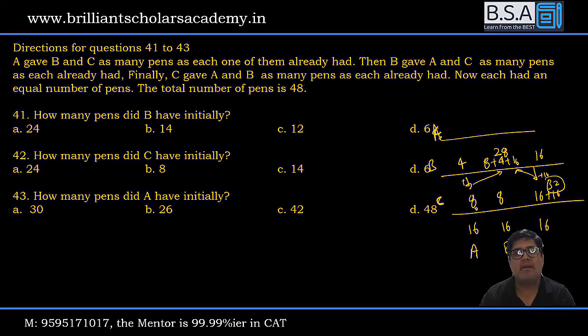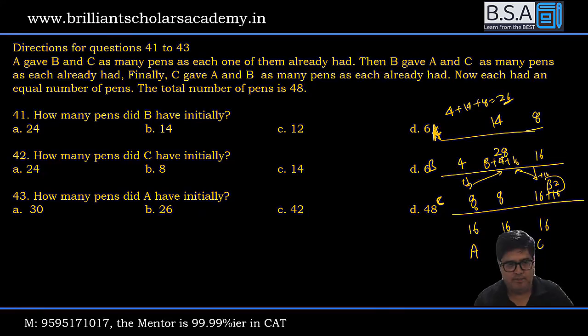A tells them, give me back my pens. So B will have to return 14, C will have to return 8. So A will have 4 plus 14 plus 8, 26 pens.